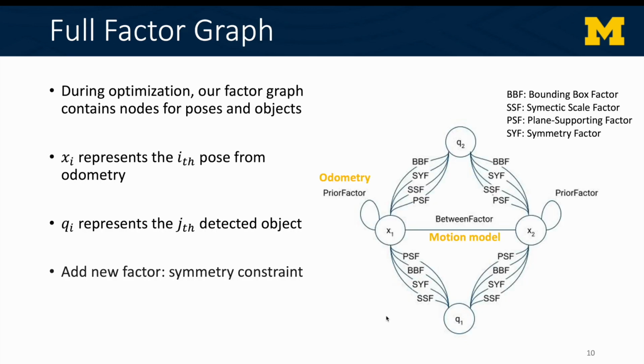The plot shows the full factor graph in our optimization process. We use odometry data as prior for each pose and motion model for factor between poses. In the camera pose and quadrics optimization process, we add a new factor called symmetry factor to constrain ellipsoid direction and rotation. Then we use 4 factors, odometry data, and motion model to optimize the quadrics and camera poses simultaneously.